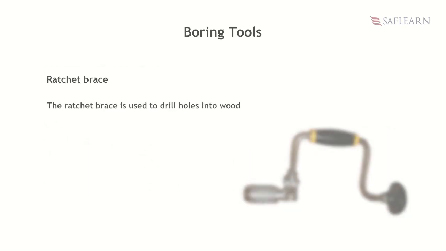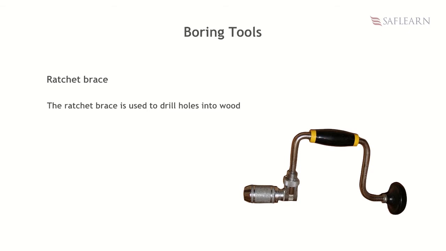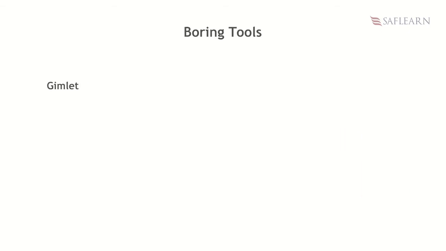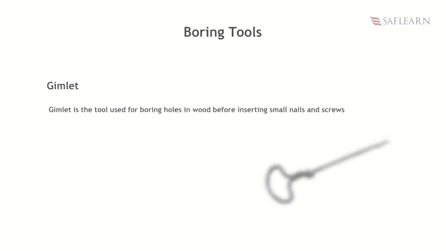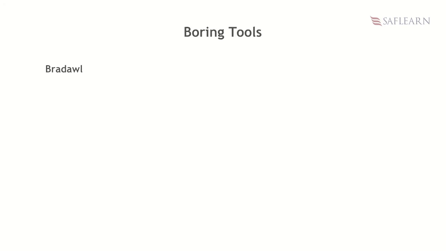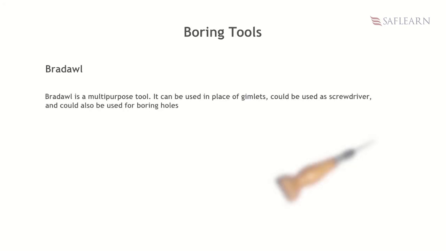The ratchet brace is used to drill holes into wood. Gimlet is the tool used for boring holes in wood before inserting small nails and screws. Bradawl is a multipurpose tool. It can be used in place of gimlets, could be used as a screwdriver, and could also be used for boring holes.